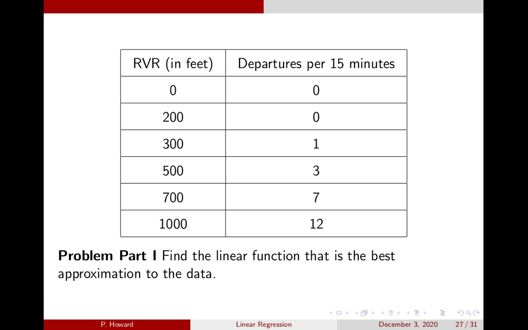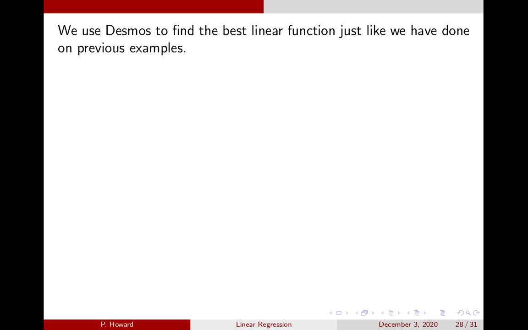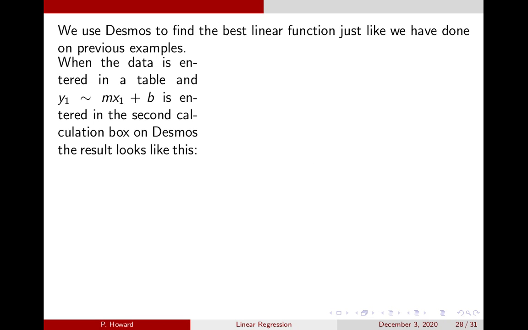Okay, so the problem, part 1: we want to find the linear function that is the best approximation to the data. This is a pretty easy calculation using Desmos. So we'll use Desmos just like we did. When the data is entered in a table, and y1 ~ mx1 + b is entered in the second calculation box on Desmos, we get a screen that looks like this.